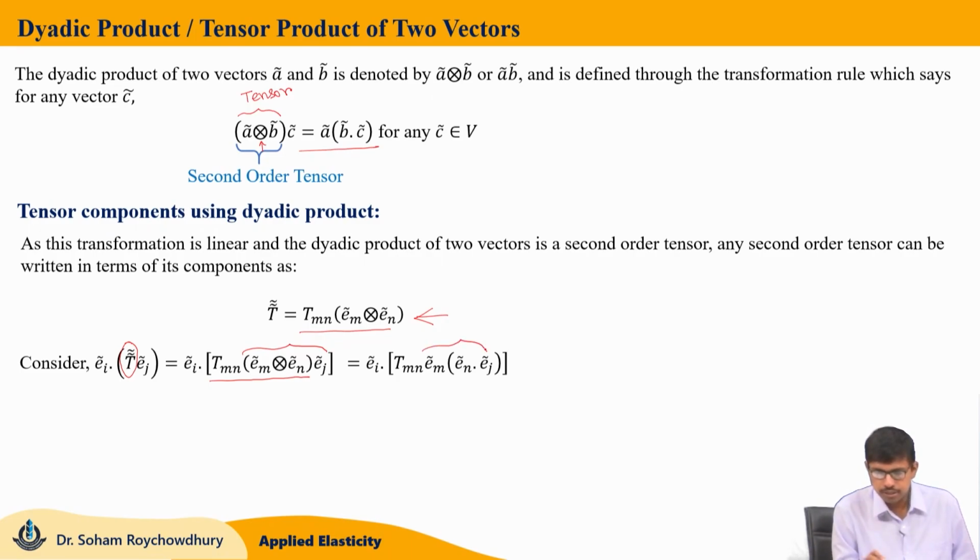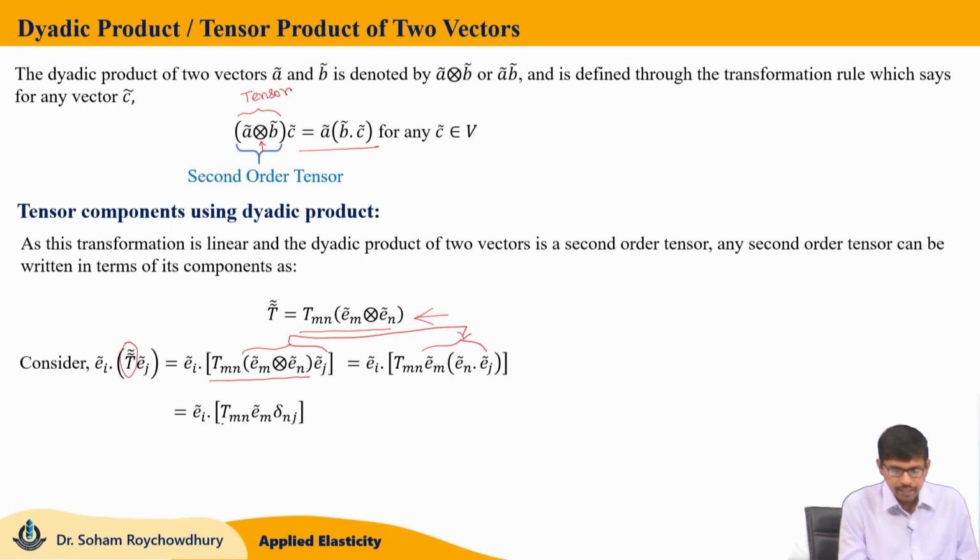So, that would result in e_i dot T_mn e_m e_n dot e_j. So, these two are equal. This part, e_m dyadic e_n acting over e_j, is becoming e_m times e_n dot e_j, and e_n dot e_j, the dot product of two base vectors e_n and e_j, is nothing but delta_nj, Kronecker delta n j. So, this in total becomes e_i dot T_mn e_m vector delta_nj.